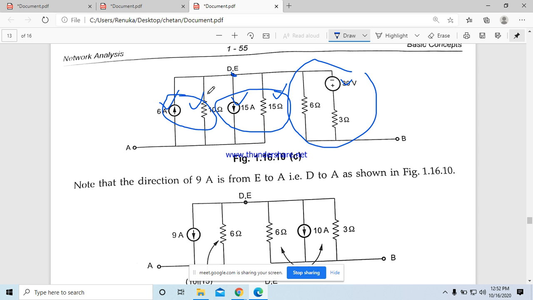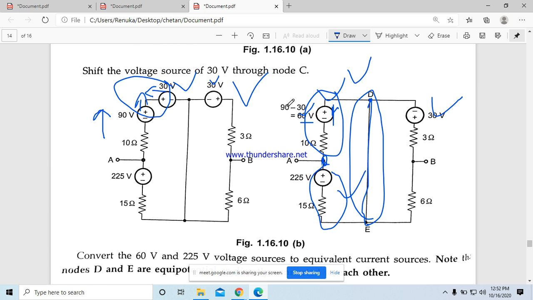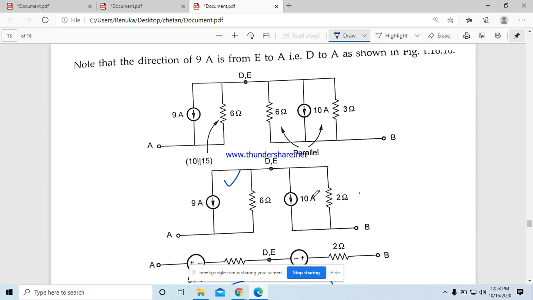Convert the voltage source into a current source. How have I converted voltage source into current source? I equal to V by R, right? V divided by R. What is V? 60 divided by 10, you will get 6 amps. Current source of 6 amp, that is in parallel with 10 ohm. Next, 225 divided by 15. That current is parallel with 15 ohm. That same thing I will draw here.